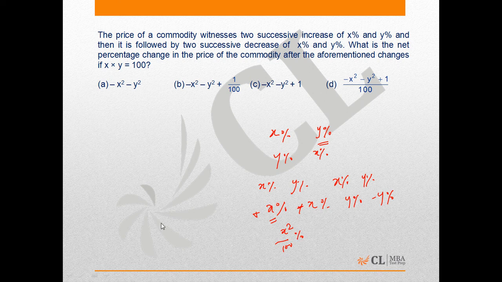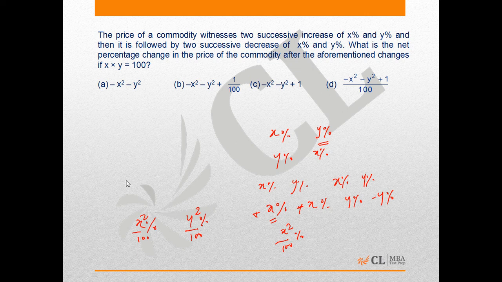So the given situation is equivalent to a decrease of x square by 100 plus a decrease of y square by 100. In other words, it can be said that in the given situation the price of a commodity decreases in two successive instances. In the first case it decreases by x square by 100%, and then it is followed by y square by 100%.